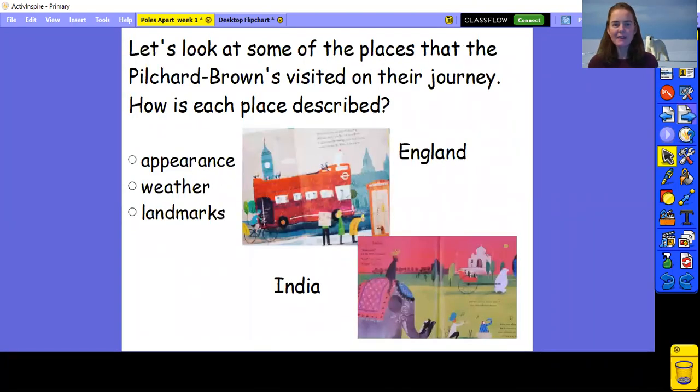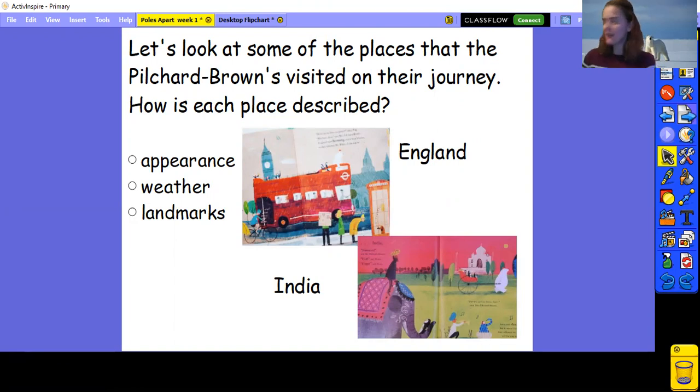So let's have a look at some of the places that the Pilchard Browns visited on their journey and how each place is described. When describing a place, you need to think about the appearance, what it looks like, maybe the weather, and any sort of important landmarks that your characters might see. So, for example, on the page where they visit England, I can see Big Ben in the distance there. And in India, I can see the Taj Mahal in the distance. So I'm going to read to you some of the descriptive language that Jean Willis uses when describing those two places. So let's find England.